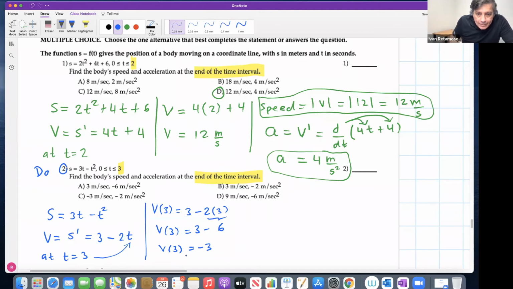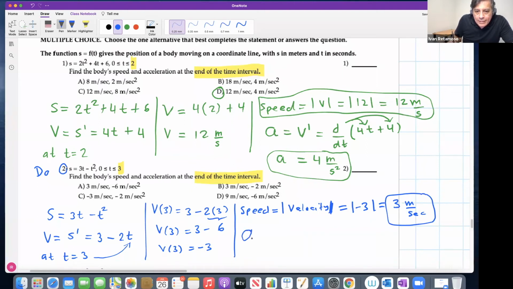Now, but now they want the speed. You gotta remember, guys, speed equals the absolute value of velocity. So it will be the absolute value of negative 3. But the absolute value of negative 3 is positive 3, right? 3. And in the end, we can add the units, meters per second, right? So done with the speed.